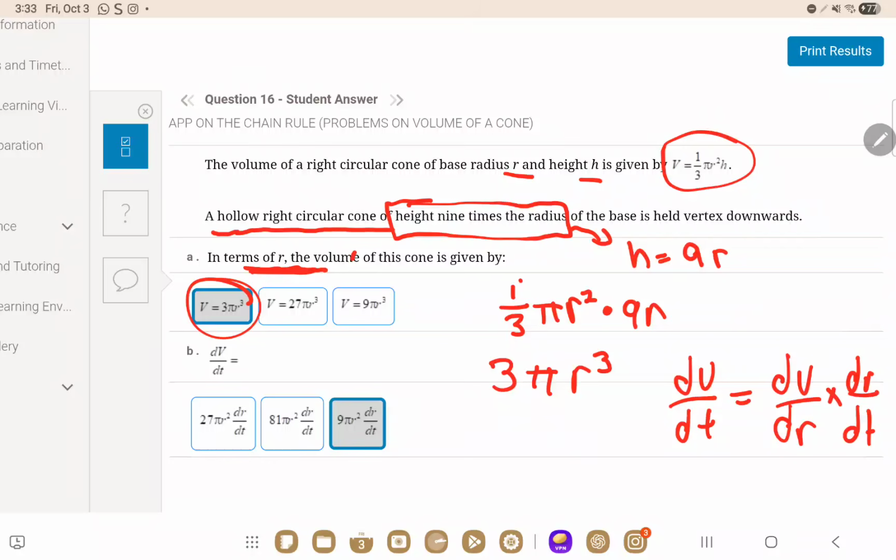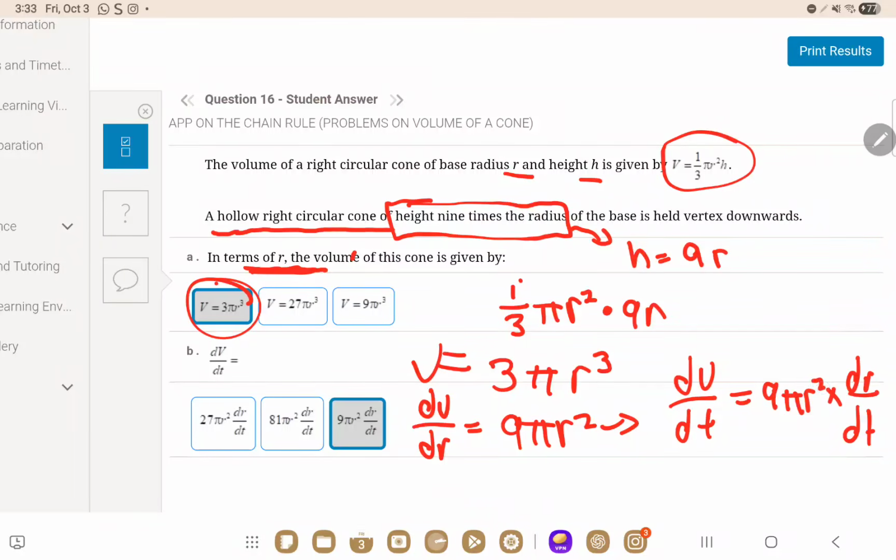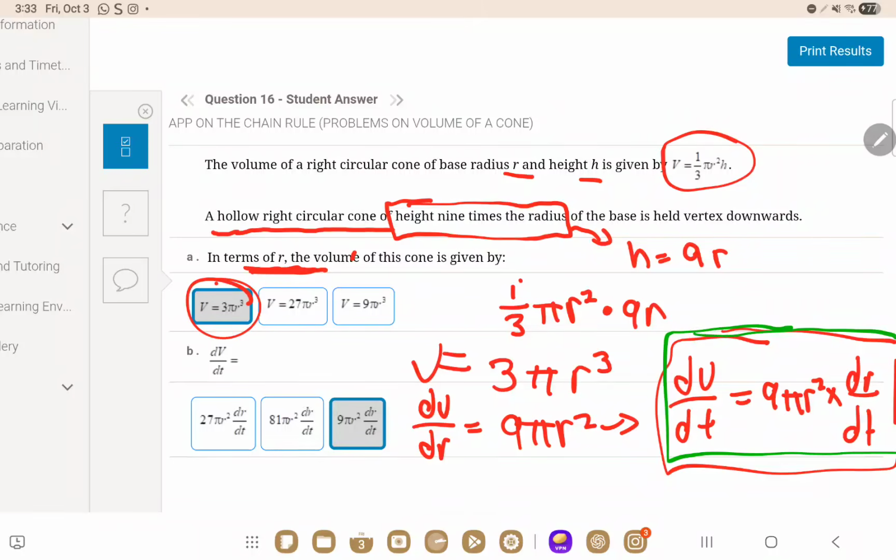So dv by dt is equal to dv by dr times dr by dt. dv by dr, oh yeah, wait, we didn't find that yet. So this is our volume. Let me rewrite this. The derivative of the volume, which is dv by dr, is equal to this derivative, so it's 9 pi r squared. So in this equation we can replace dv by dr by 9 pi r squared. So dv by dt equals this right here in this green box: 9 pi r squared times dr by dt.